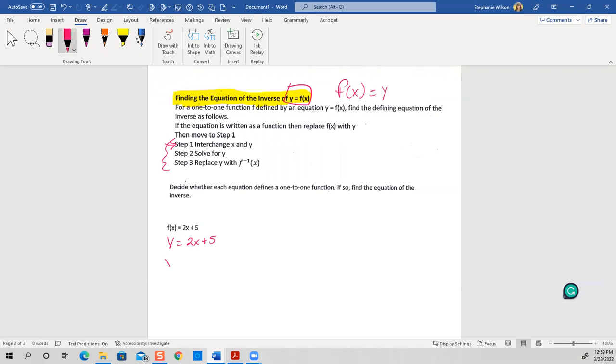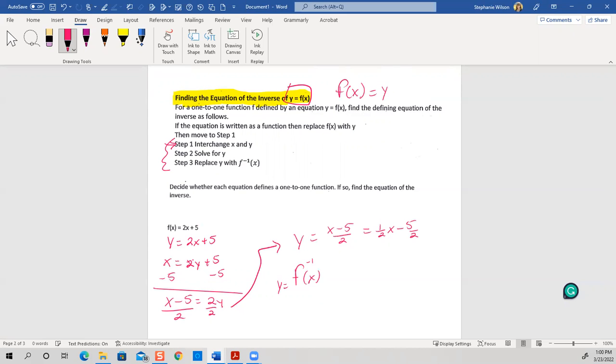Next, we're going to exchange x and y. And then we're going to solve for y. And then we're going to get the coefficient of positive 1 on y. So now I got y is equal to x minus 5 over 2, or we can write it as half x minus 5 halves. And that would be my inverse function. So this here is actually the inverse.